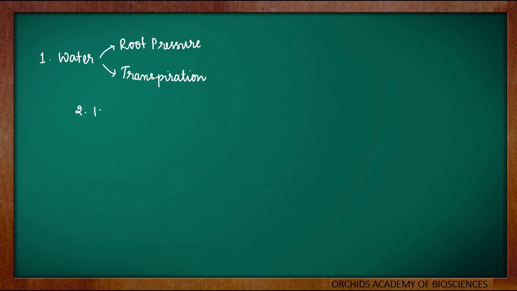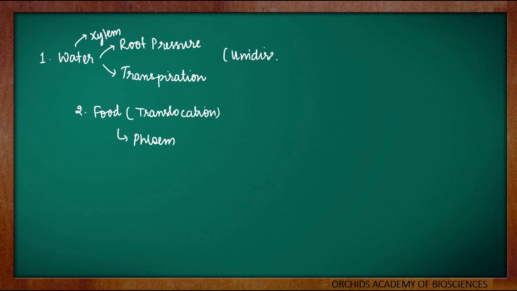Then we discussed about the movement of food in plants, and this process is called translocation, because food is moved from one part of the plant to another. The movement of food is due to the phloem tissues, whereas the movement of water is due to the xylem tissues. So xylem is responsible for the movement of water and minerals, whereas phloem is responsible for the movement of food. The movement of water and minerals is unidirectional, whereas the movement of food by the phloem tissue is bidirectional, that is both in the upward direction and in the lower direction.